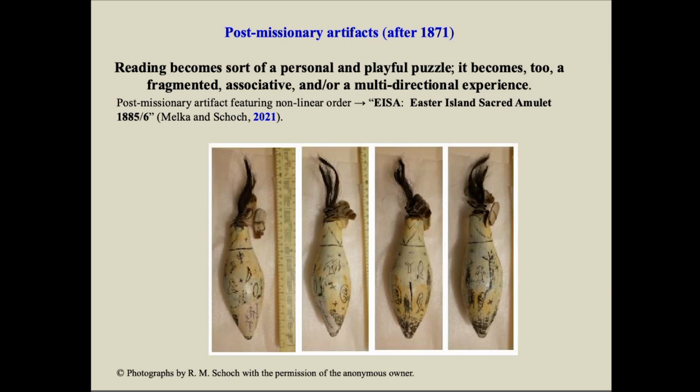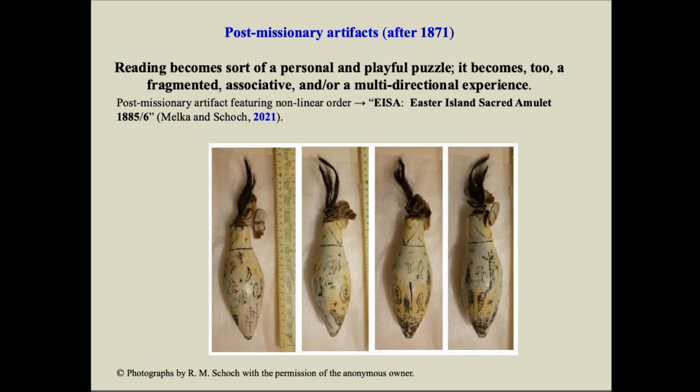Show you 2 more pieces very quickly. This is a post-missionary piece. I talked about this at an earlier grapho-linguistics conference, an earlier conference in this series, and this we call the Easter Island Sacred Amulet. It was collected in the 1880s, and here we have glyphs at this point, which seem to be more or less scattered over the surface, but they might look just scattered chaotically to us because we don't know how to interpret them.